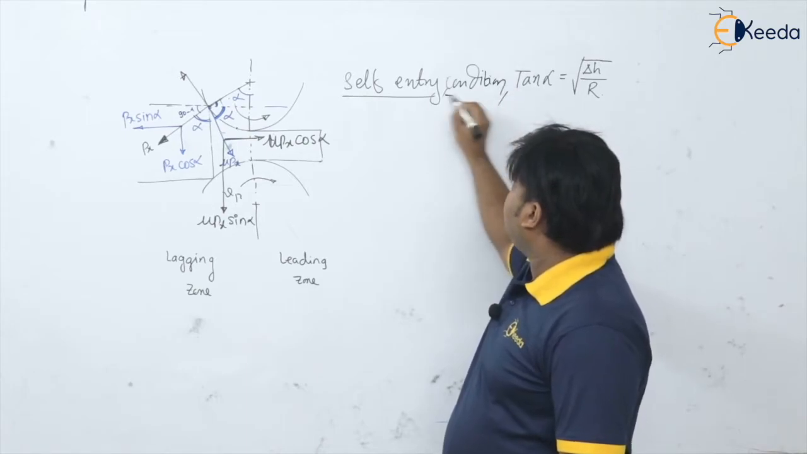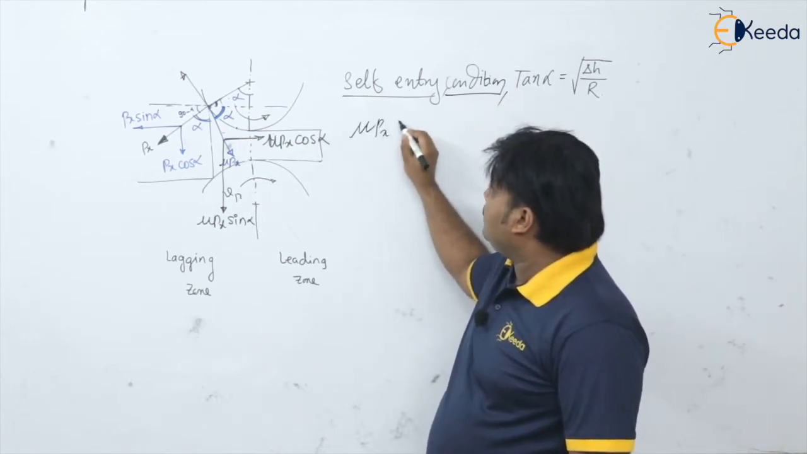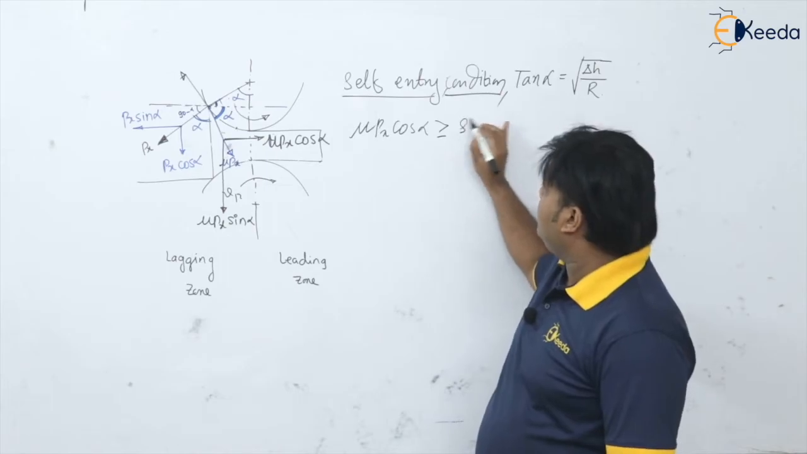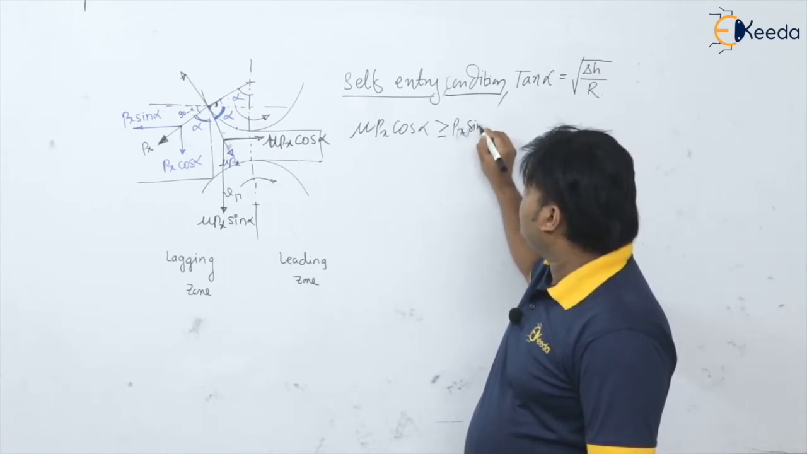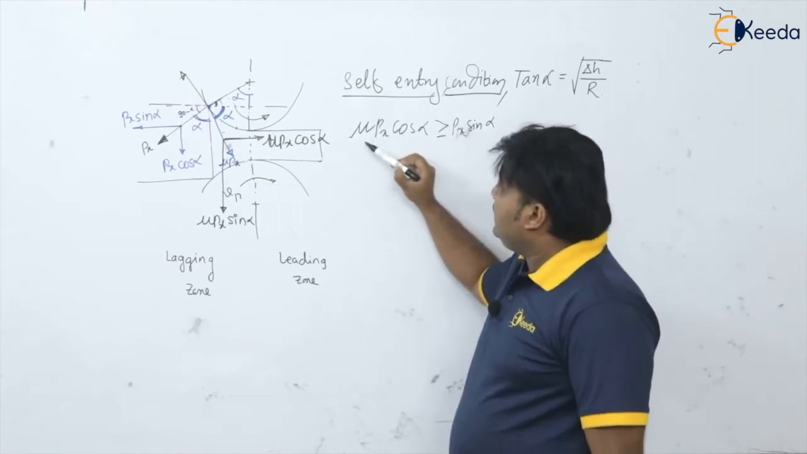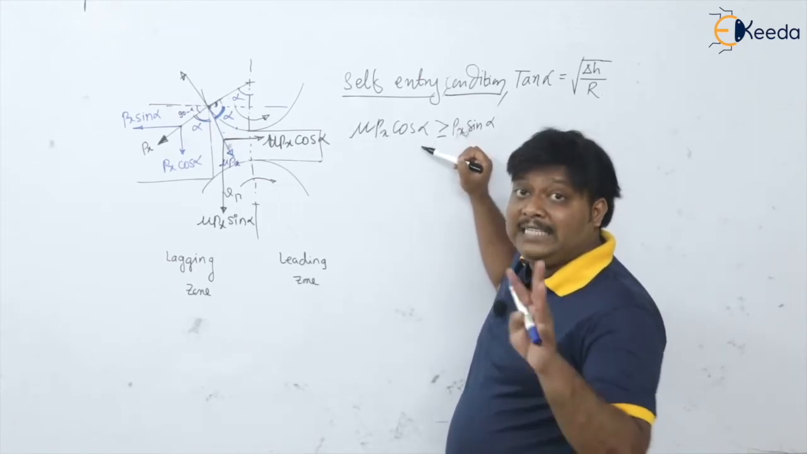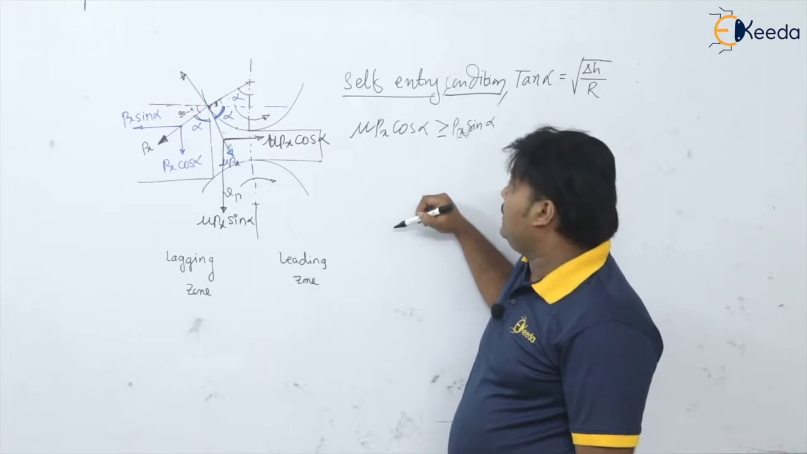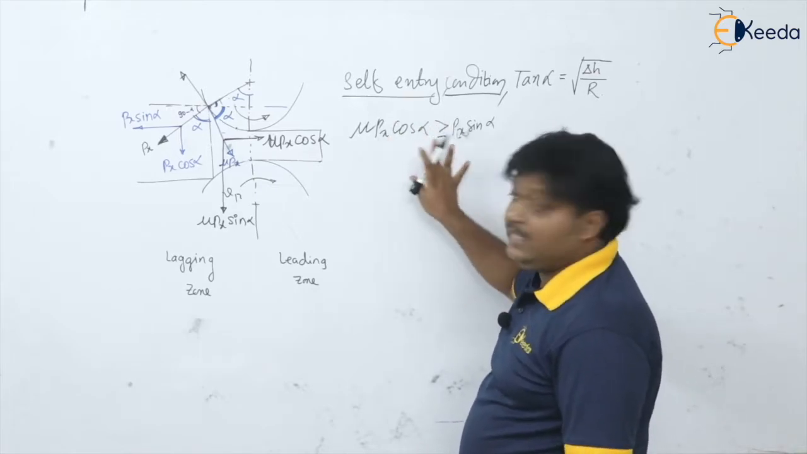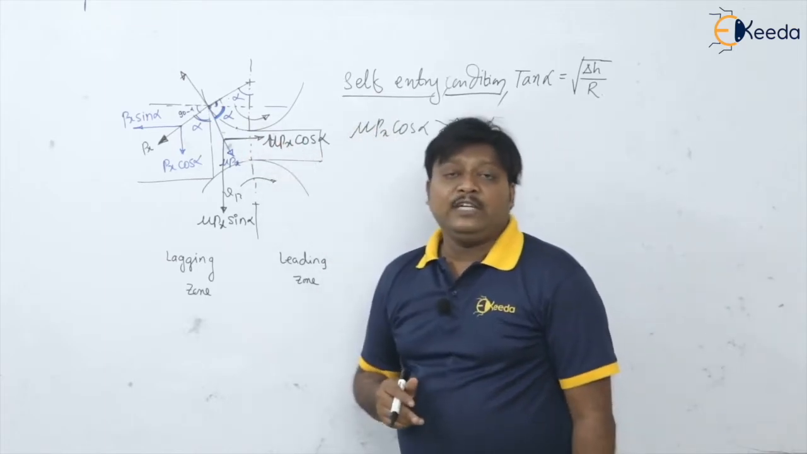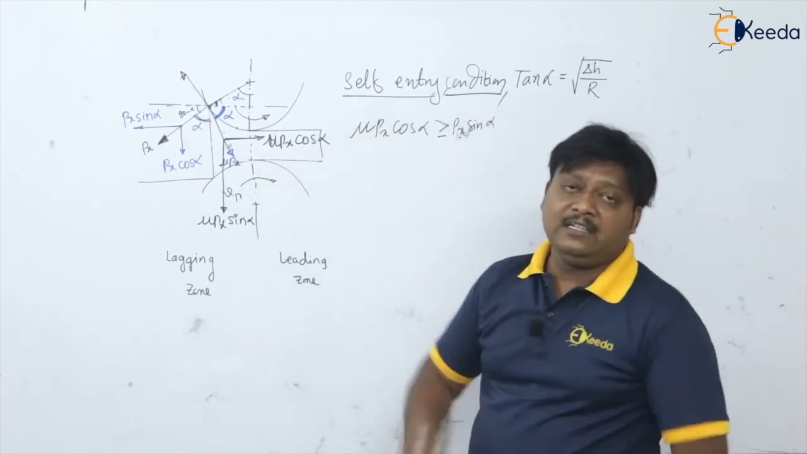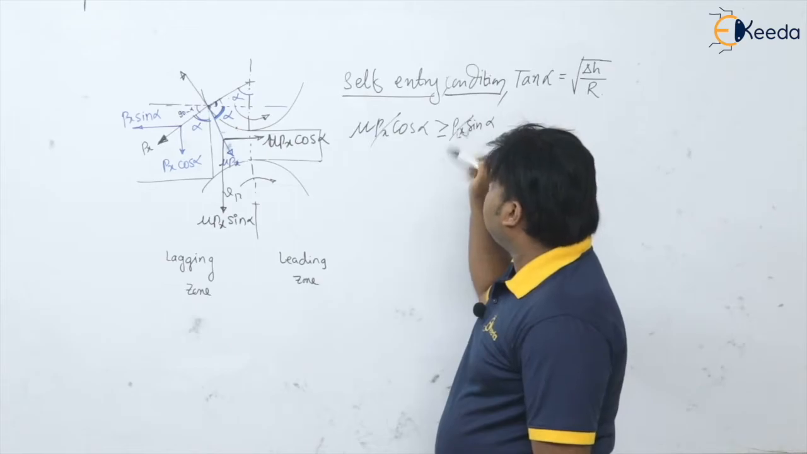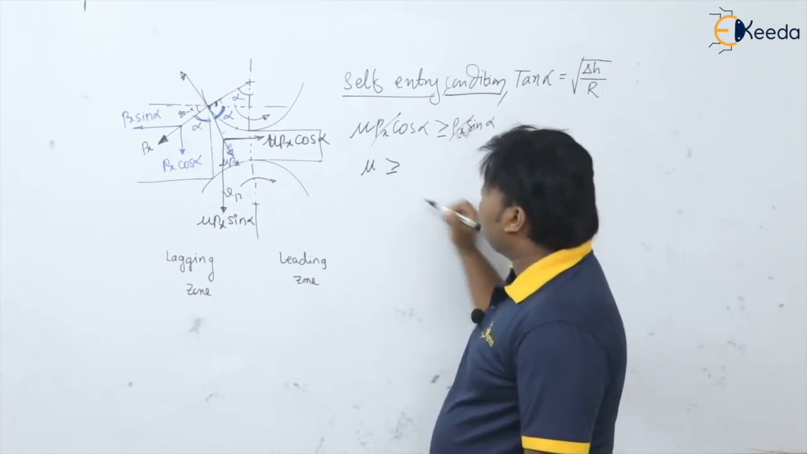When can the self-entry happen? When this mu Px cos alpha should be greater than or equal to this Px sin alpha. It means that mu Px cos alpha should be at least equal to Px sin alpha. If you have it like that, then and only then the plate, the strip, will enter into the roller on its own. Okay. So here, see, Px gets cancelled. So mu should be greater than or equal to what?